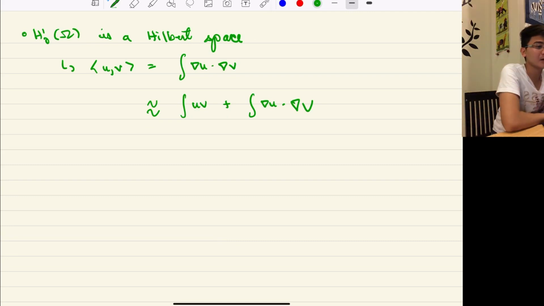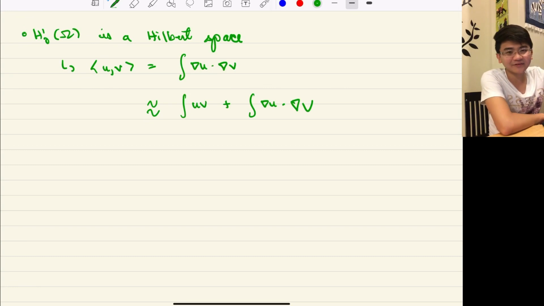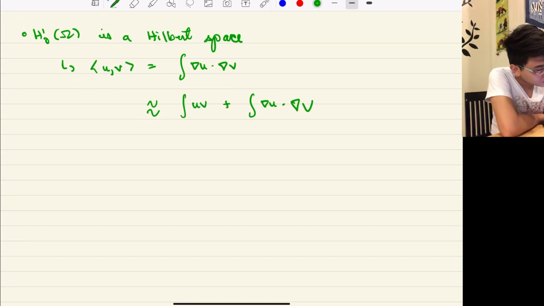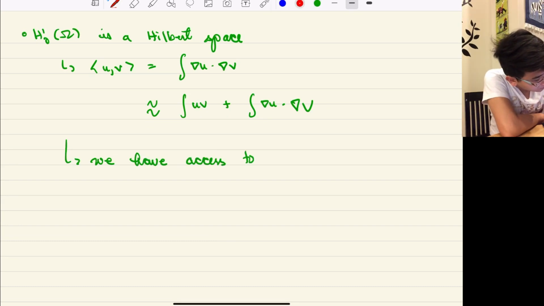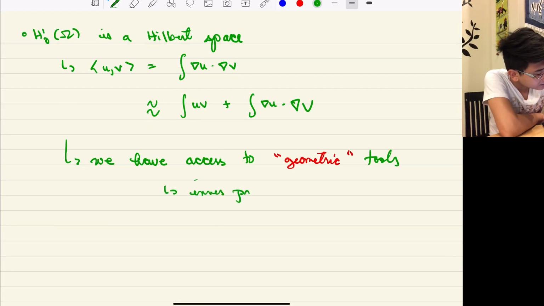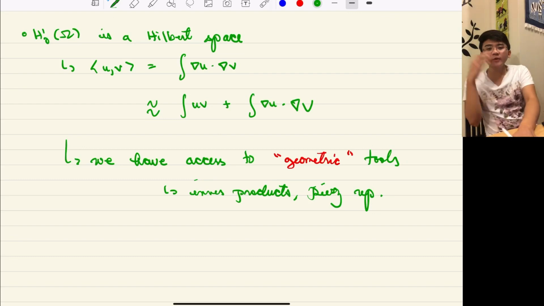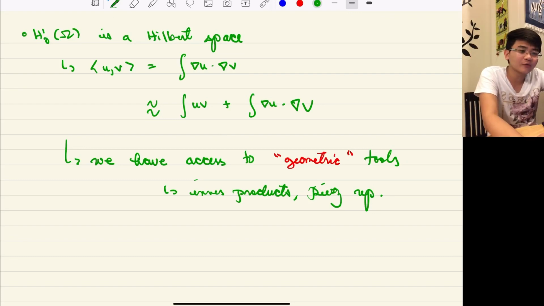Okay. Now, because it's a Hilbert space, we have access to, quote-unquote, geometric tools, i.e. we have inner products and we have the Riesz representation theorem. And we're going to exploit those tools to show that a weak solution to some PDE exists.